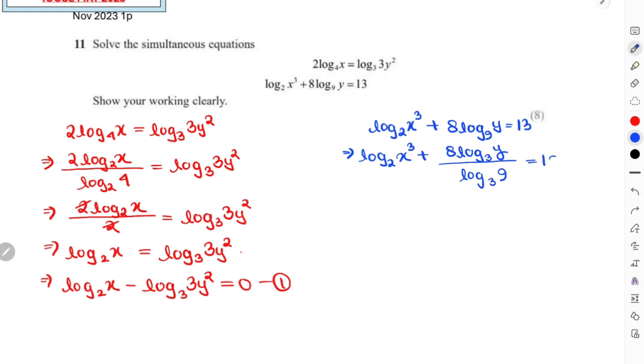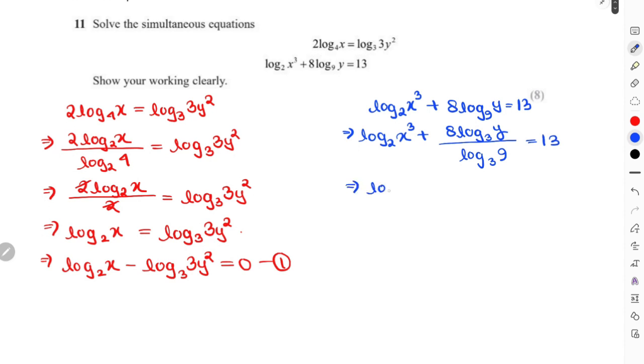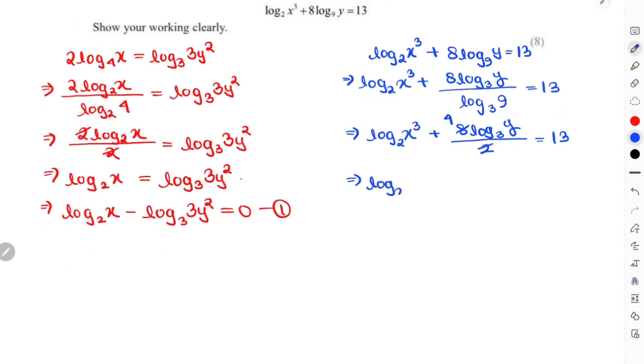Is equal to 13. And then again, similar concept, log base 3 of 9 actually turns out to be 2, because 9 can be broken down in terms of 3 square, right? So if you have log base 3 of 3 square, that will obviously be just 2. So now I can write this as log base 2 of x power 3 plus 8 log base 3 y divided by 2, is equal to 13. Obviously this gets cancelled out and you have 4, and eventually the second equation turns out to be log base 2 of x power 3 plus 4 log base 3 y is equal to 13, and this is your second equation, right?